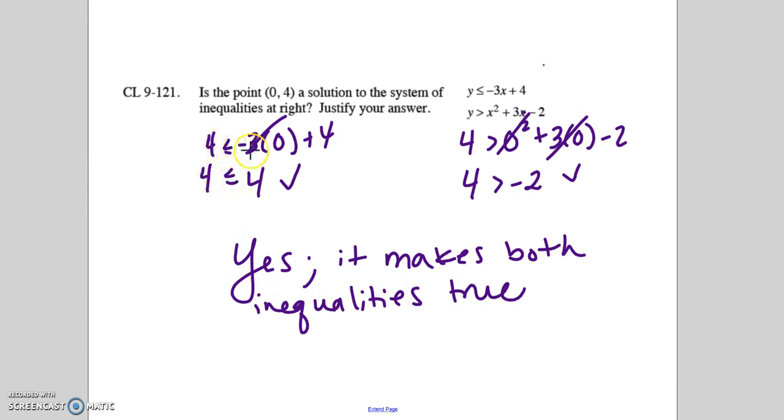Alright, so for this one, it was a solution because it worked in both inequalities. So when I substitute into this one, I get a true inequality, and when I substitute in this one, I also get a true inequality. 4 is greater than -2, and 4 is less than or equal to 4.